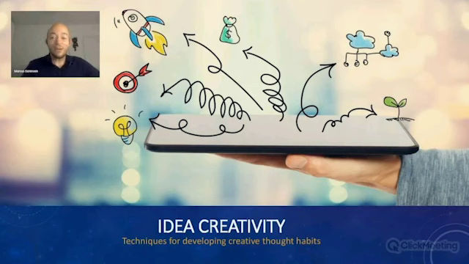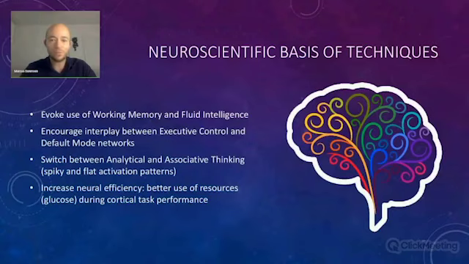So we're almost at the end of our presentation now, but this is really the interactive creative part we've landed in. How to develop creative thought habits so that creative ideas can come more easily to you. There is a neuroscientific basis for the techniques I'm about to share with you from the first part of the presentation. They evoke the use of working memory and fluid intelligence, which we saw as the neuropsychology approach to creative components. These techniques encourage interplay between executive control and default mode networks.